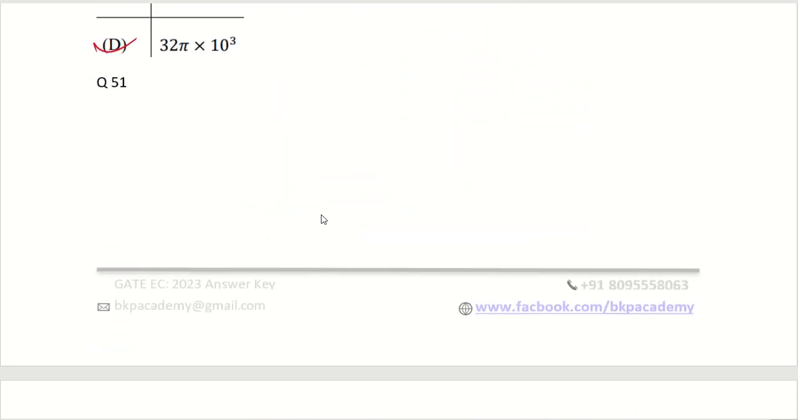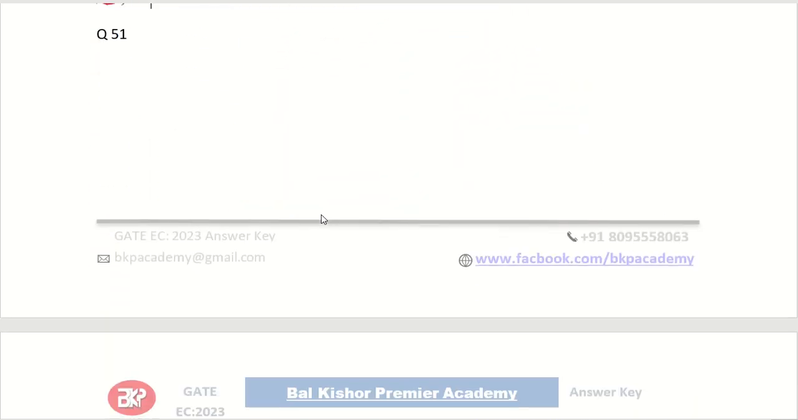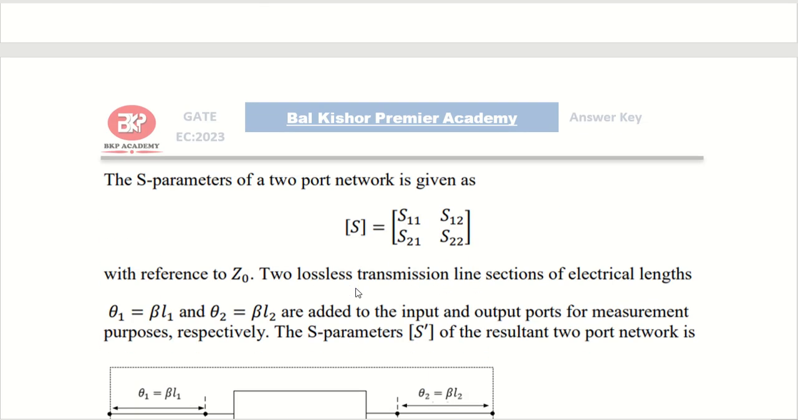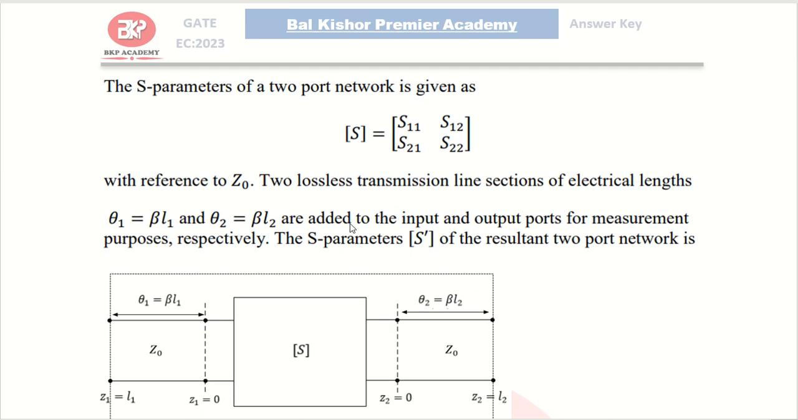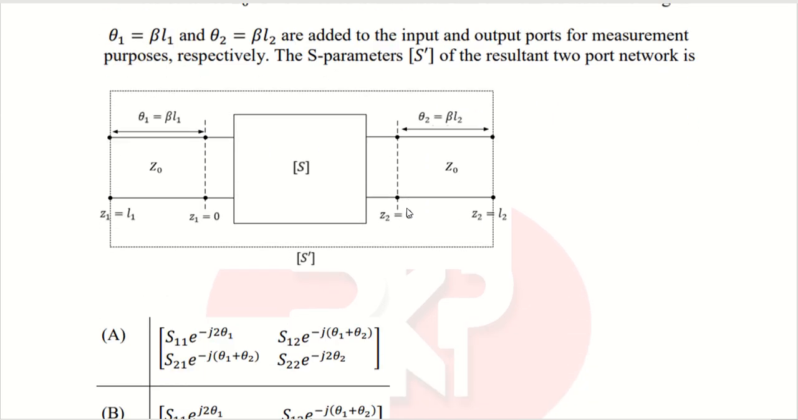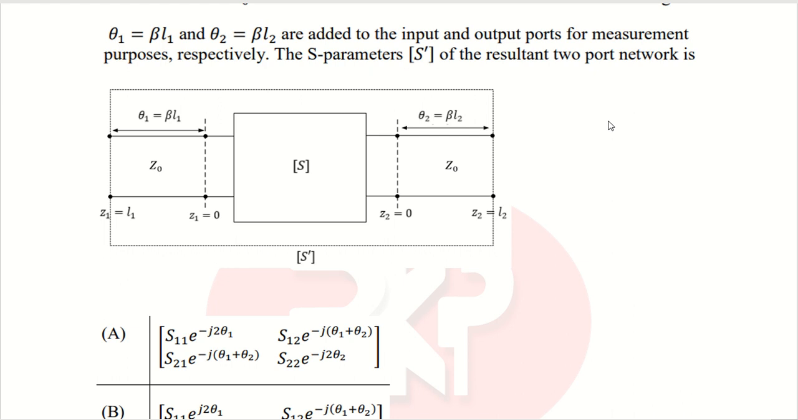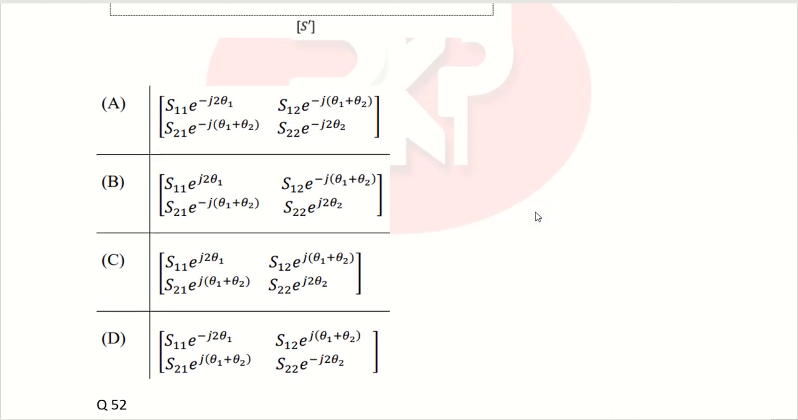Then coming to question number 51. It is going to come up as the S parameter of this two port network, and we had to find out the S parameter of the resultant two port network. It is a bit tough question, but I have solved it in detailed solution, and you'll get it as option A.